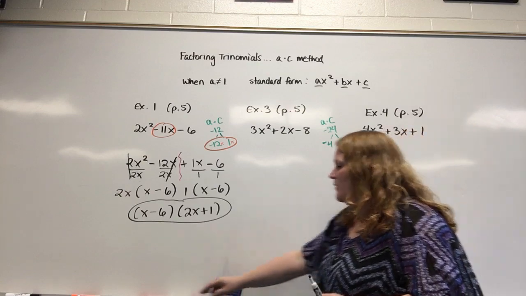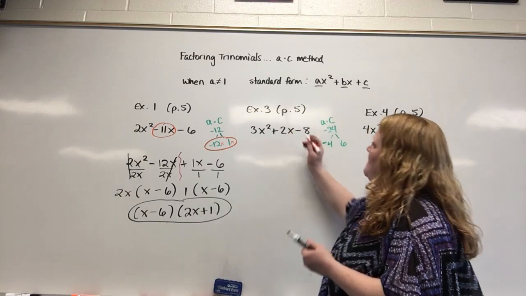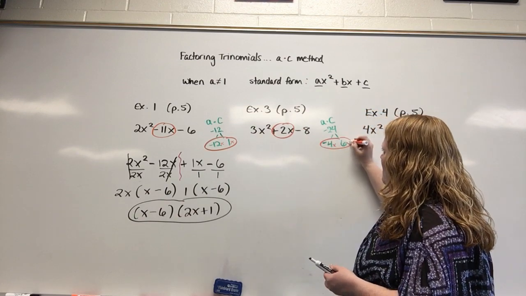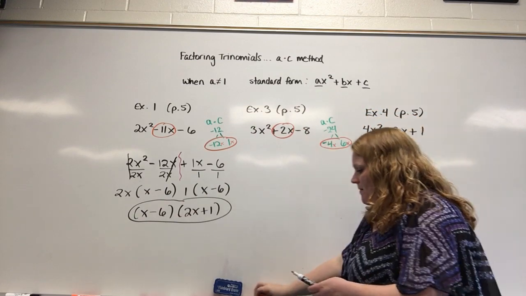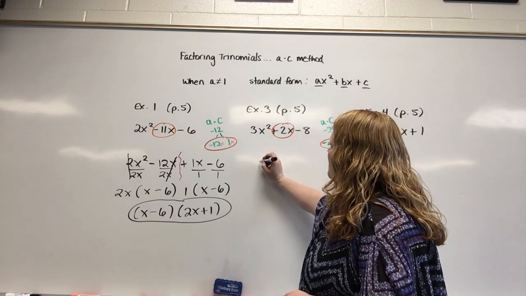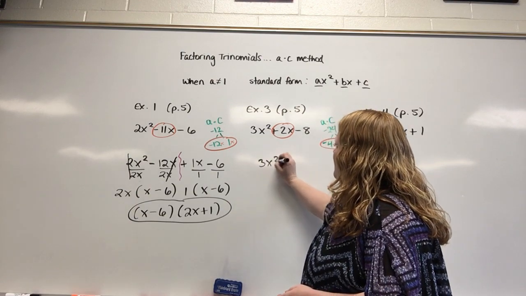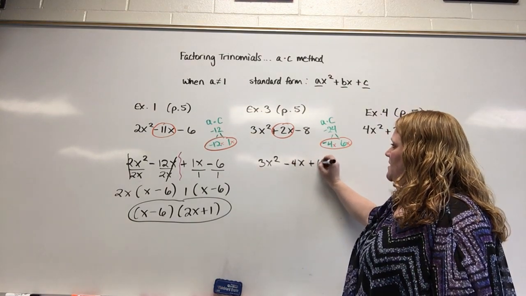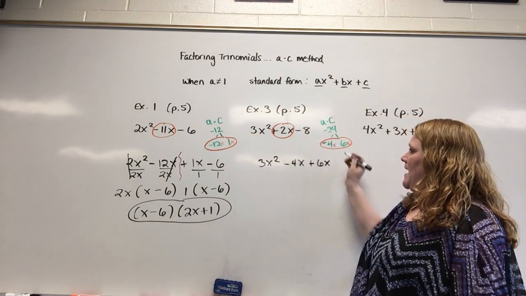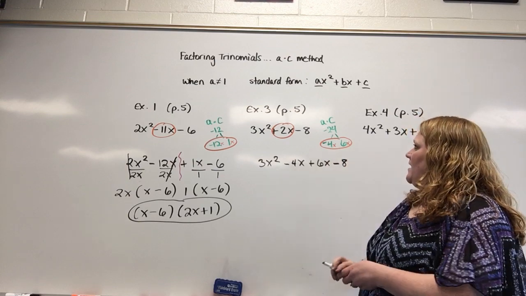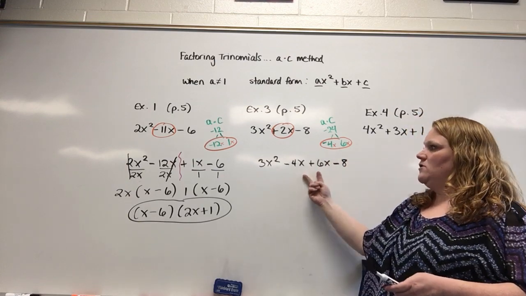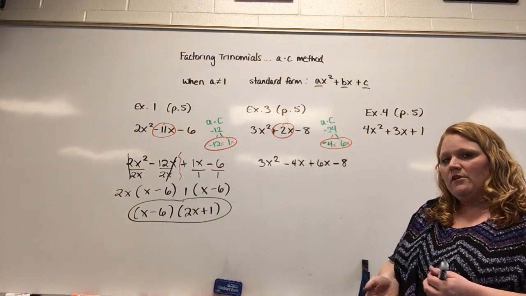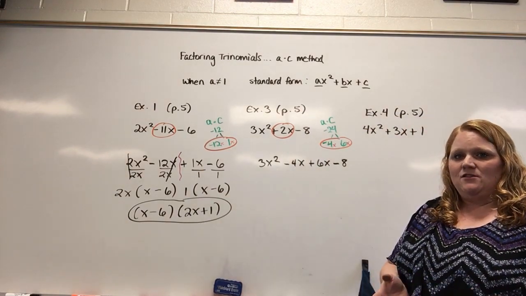So I'm going to replace my middle term with these two factors, but with an x. I'm going to keep the 3x squared, replacing the 2x with a minus 4x and a plus 6x, and then a minus 8. And if you had flip-flopped these, just like over here, it wouldn't matter and my work would look a little different, but I would still get the same answer in the end.